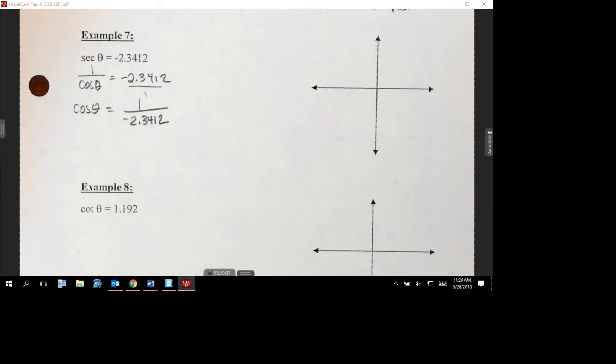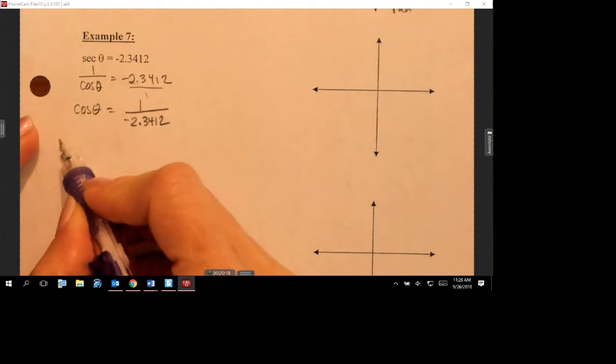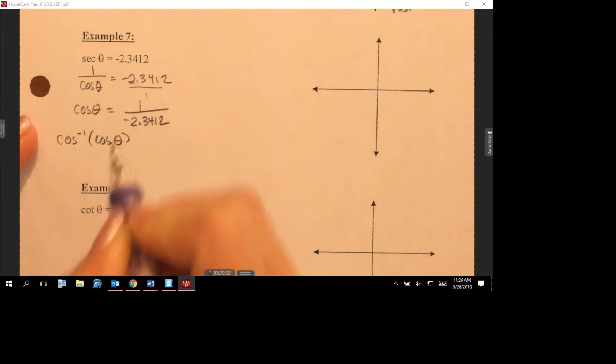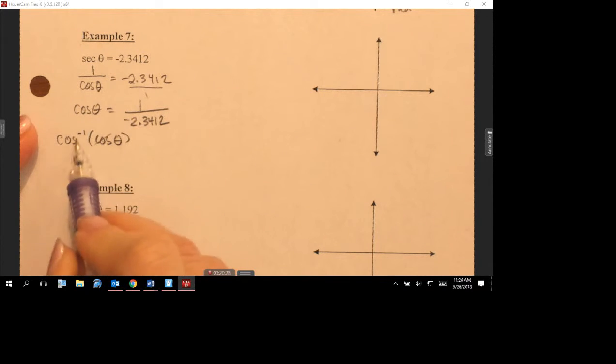So I'm walking you through what I'm thinking in my brain because people confuse what we just did with something we did a few days ago. People confuse that. So now I have cosine, so now I can do cosine inverse. You can only do cosine inverse when we got cosine.